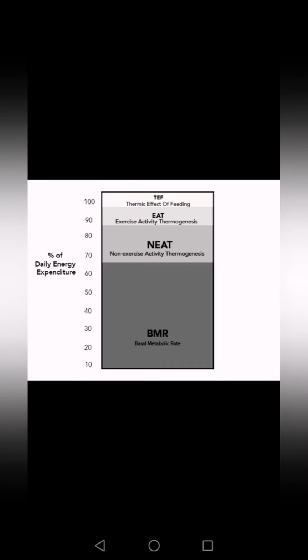Next, you have your exercise activity thermogenesis, and this is planned exercise that could be running, lifting weights, playing sports, swimming, and many, many more. And then you have your thermic effect of feeding, and this is the amount of energy that your body uses to digest food. So that's your total daily energy expenditure.